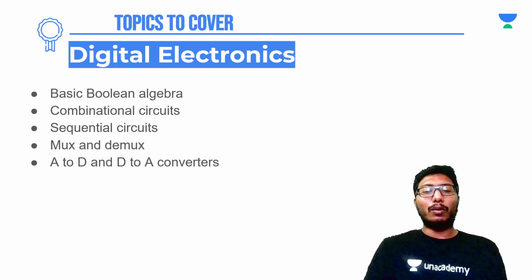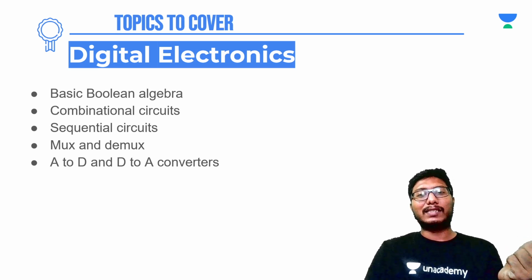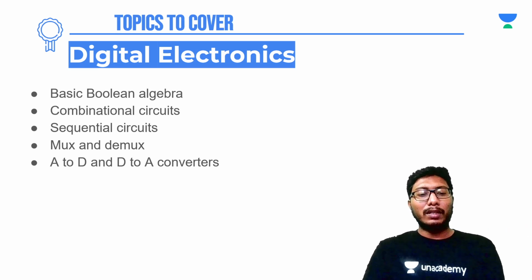And the basic thing is how you are implementing a multiplexer as a universal gate. That is one type of question you can expect in the GATE examination. And how to implement different Boolean expressions with a multiplexer, that is another type of question that you can expect in the GATE examination.